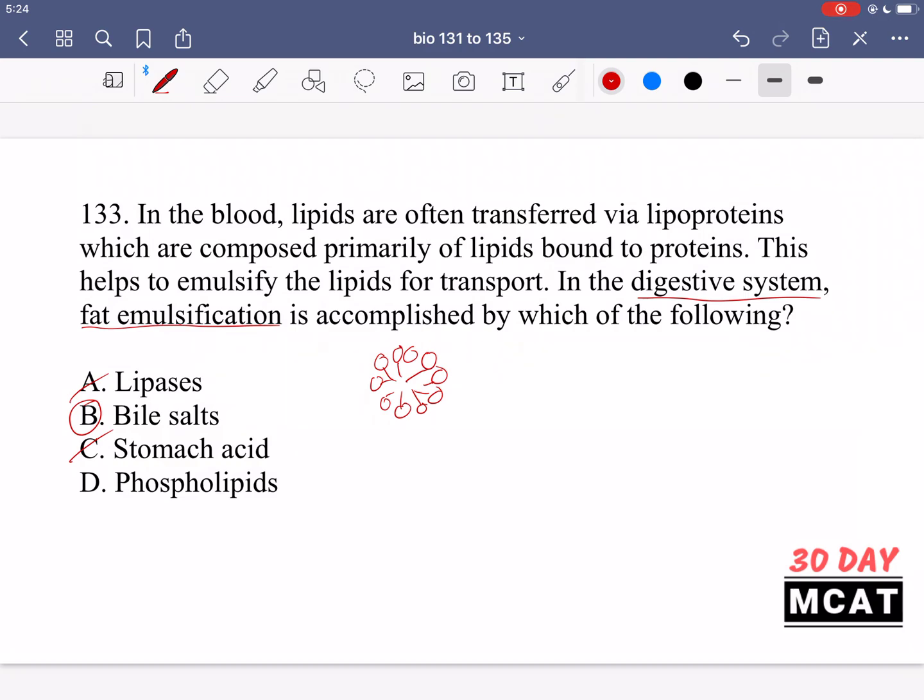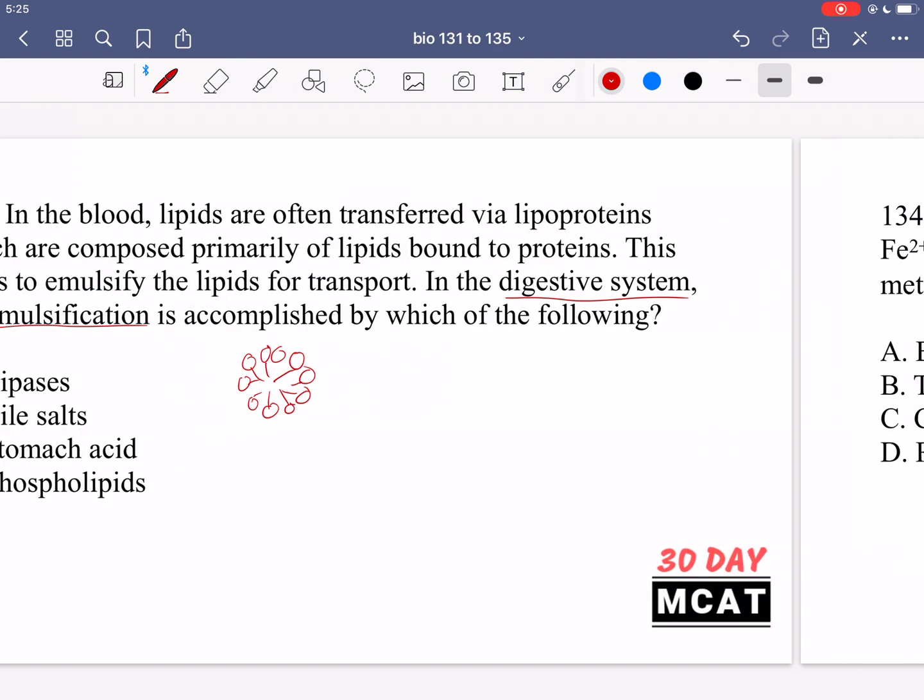Digestion of lipids mainly happens in the small intestine, and it doesn't happen in the stomach. So it's not stomach acids which do this, and they're not able to do emulsification. You need a type of salt for this, not an acid. And then phospholipid, that's just a type of lipid with a phosphate group. So no, that's not something which helps with fat emulsification either. B is the correct answer here.